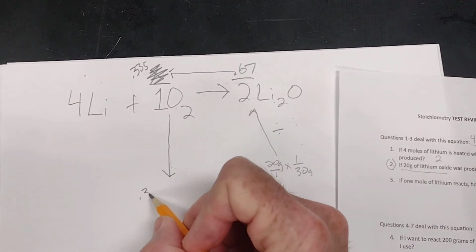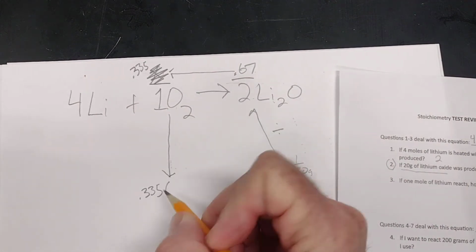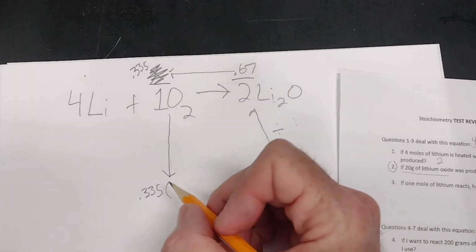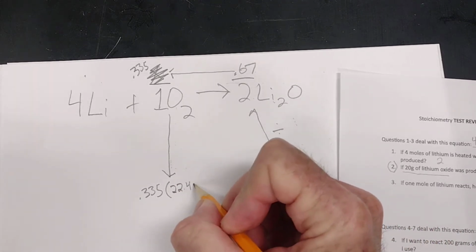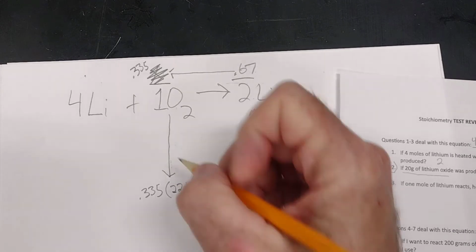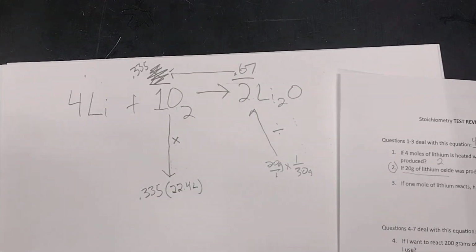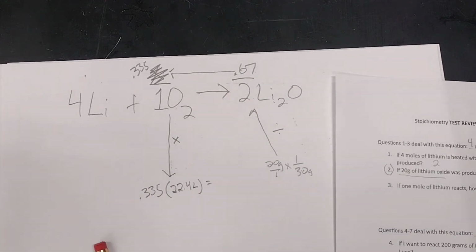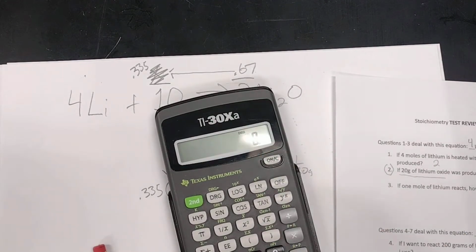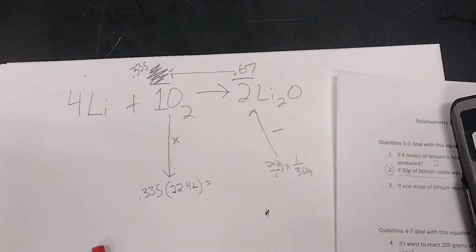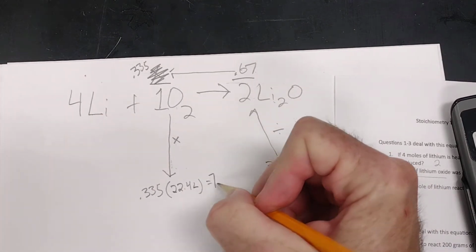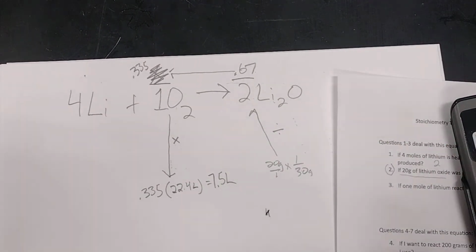We have 0.335 moles. And since it's liters, 22.4 liters per mole. We multiply to get out, right? So we take that, 0.335 times 22.4 equals 7.5. 7.5 liters. Let's try another one.